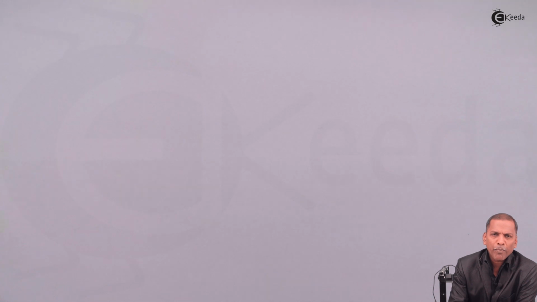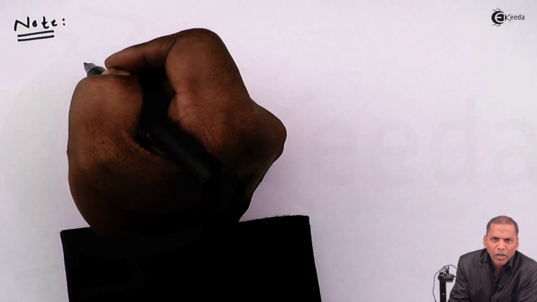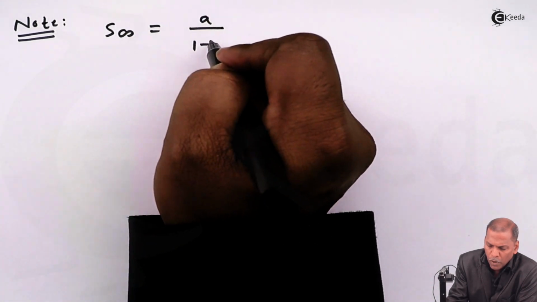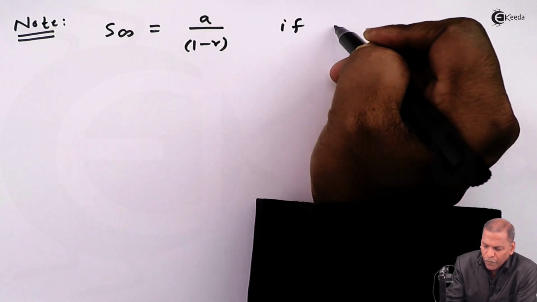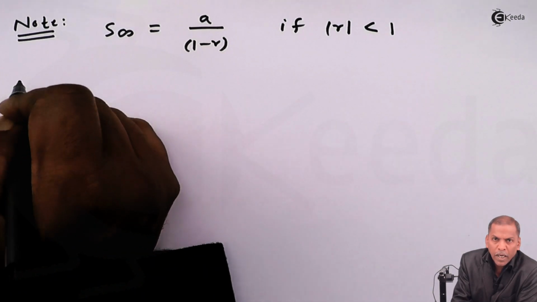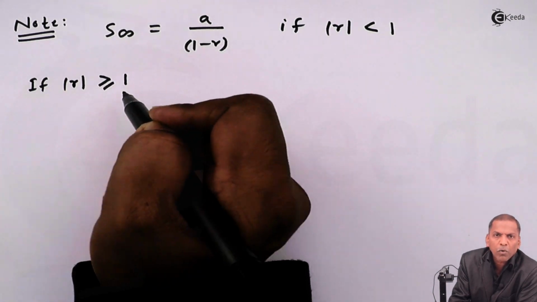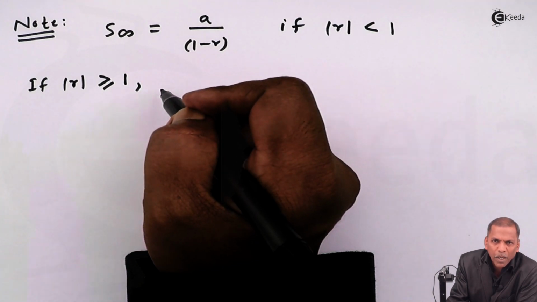Now we see the note which is based on the sum to infinity of a GP. As we know, the sum to infinity of a GP, that is S infinity, is equal to a upon 1 minus r. This formula we apply only if the modulus of r is less than 1. But now, suppose the modulus of r is greater than or equal to 1, then in that case the sum to infinity does not exist.